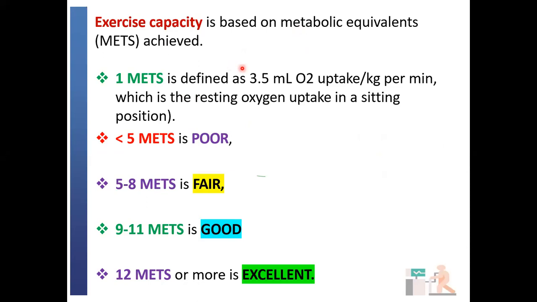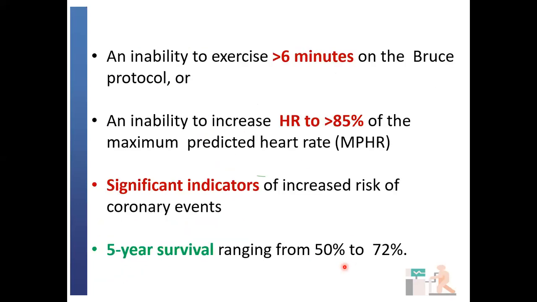Then exercise capacity is usually based on metabolic equivalents, otherwise known as METs. One MET is defined as 3.5 mL oxygen uptake per kilogram per minute, which is equivalent to the resting oxygen uptake in a sitting position. When an individual exercises and achieves less than 5 METs, that is described as poor. If the patient achieves between 5 to 8 METs, that is a fair exercise capacity. 9 to 11 METs is a good exercise capacity. 12 METs or more is an excellent exercise capacity. And each of these has a corresponding prognostic implication for the patient.